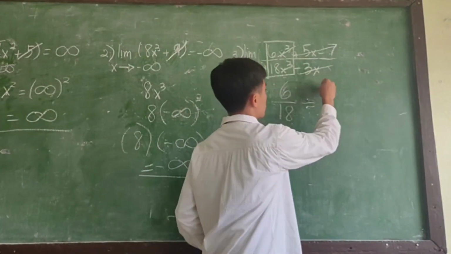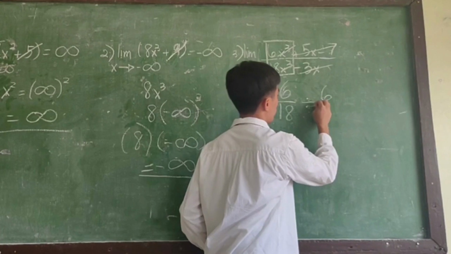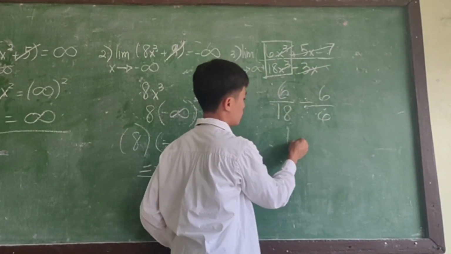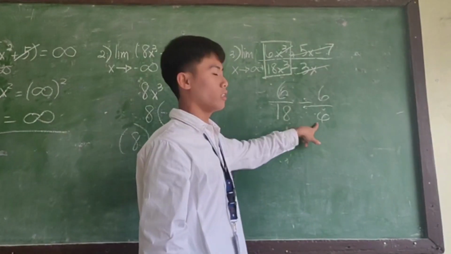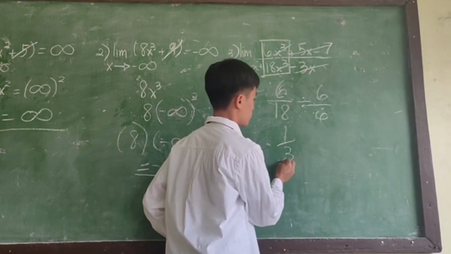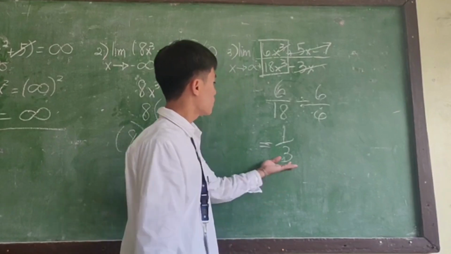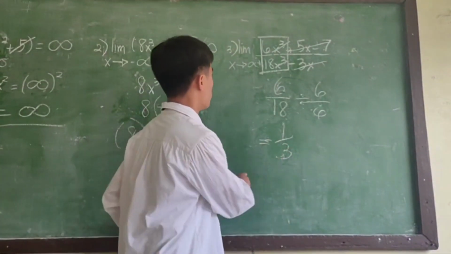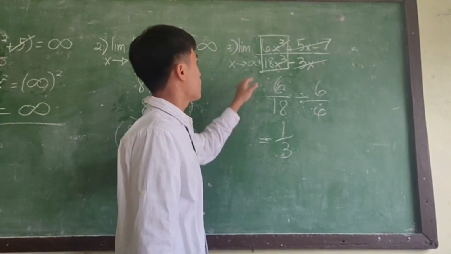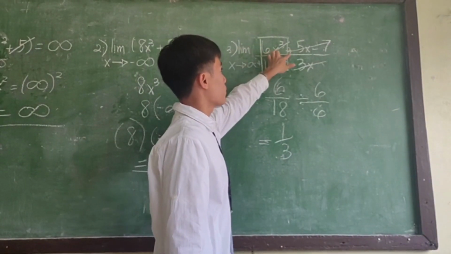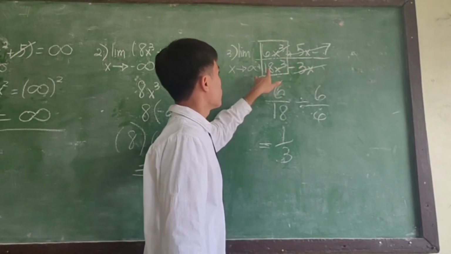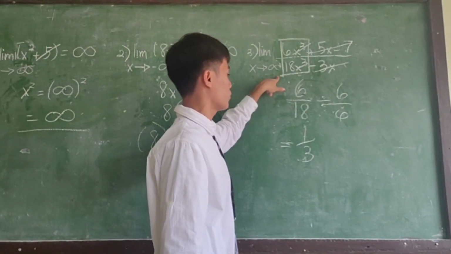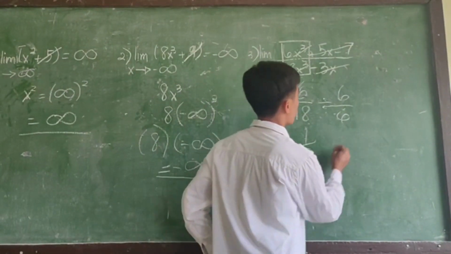Using a number na nagsusod sa kanila sa isa't isa. Of course, we have the 6 and 6. 6 divided by 6 is equals to 1. And 18 divided by 6 is equals to 3. Therefore, ang magiging sagot niya is 1 over 3 or 1/3. Therefore, our conclusion is the limit of 6x cubed plus 5x minus 7 over 18x cubed minus 3x as x approaches to positive infinity is equals to 1/3.